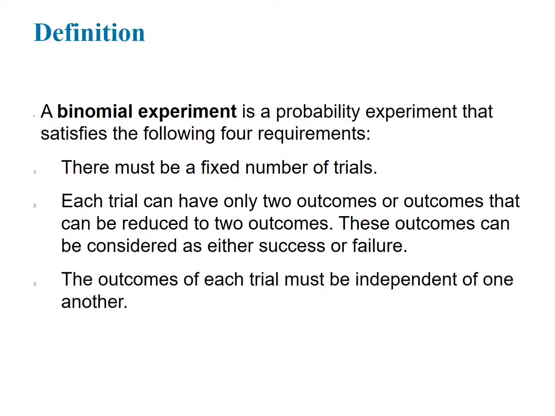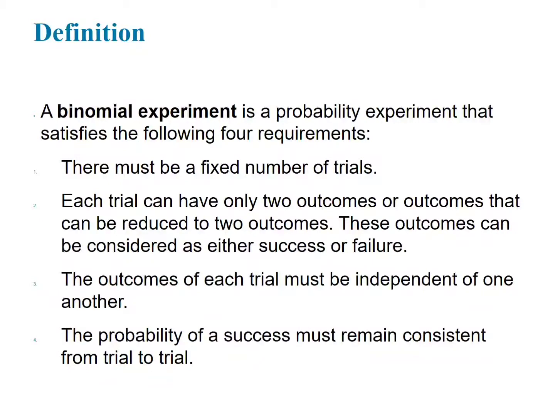The outcome of each trial must be independent of one another. So again, if I get a heads once, if I get a heads twice, if I get a heads 3 times, it's not going to change the probability of my tails. It doesn't affect my next toss. So they have to be independent. They cannot be dependent cases.